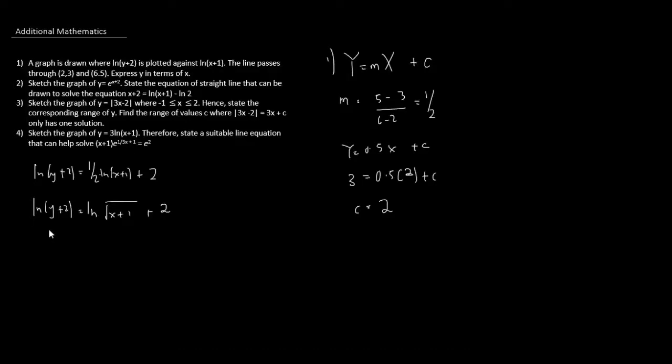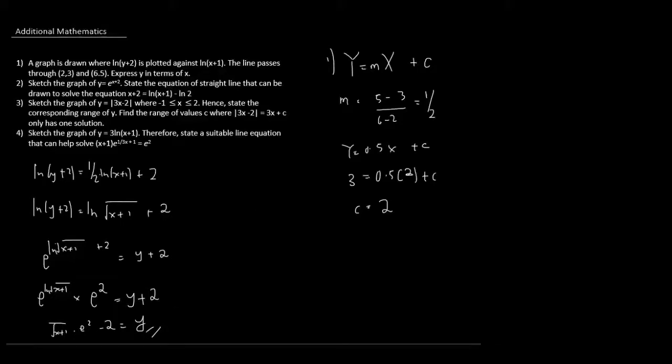Hence, since we know ln, natural logarithm, is to the base of e, we can raise everything here. So we have e to the power of ln square root of x plus 1, plus 2, equals y plus 2. And here we can separate this, applying the law of indices. We have square root of x plus 1 times e to the power of 2 equals y plus 2. Hence e to the power of ln, we can just cancel it out. So we have square root x plus 1 times e squared, minus 2, equals y. And there we have solved question number 1.